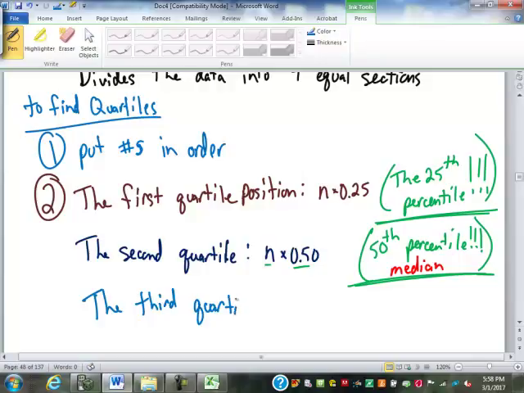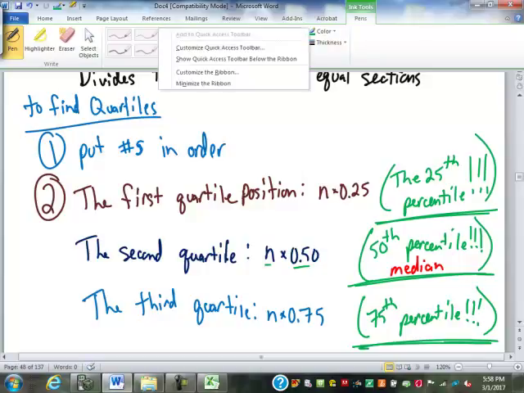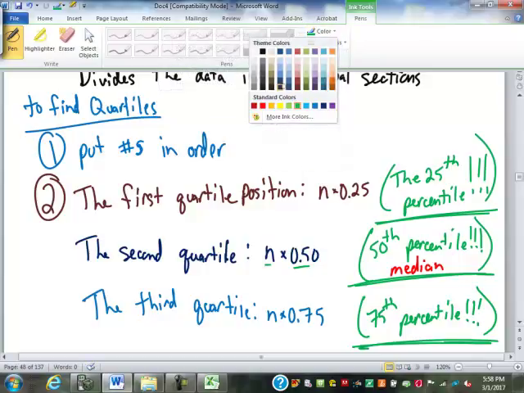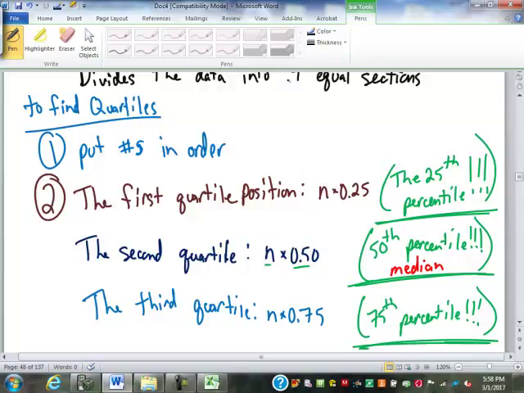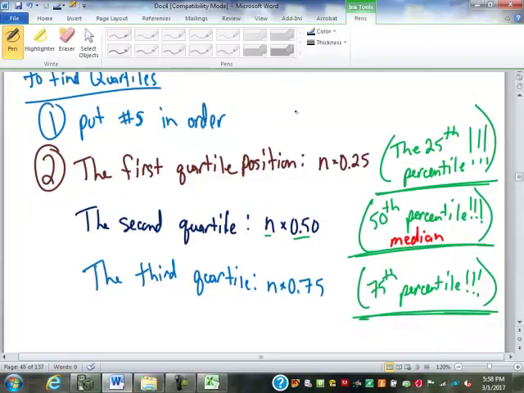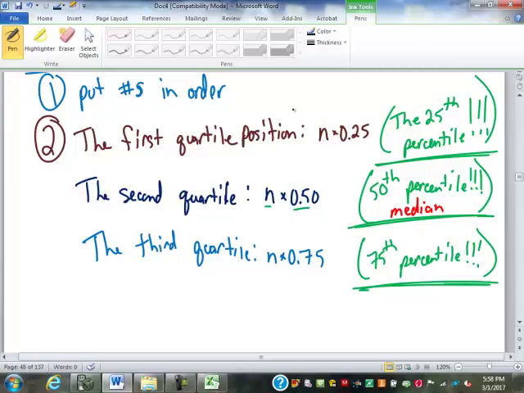The third quartile should be a little bit predictable by now. N times 0.75, otherwise known as the 75th percentile. So if you can find percentiles, you can find the quartiles. The quartiles are a bit more useful, though. The reason for that is they allow us to compare how the data is distributed a little bit more.